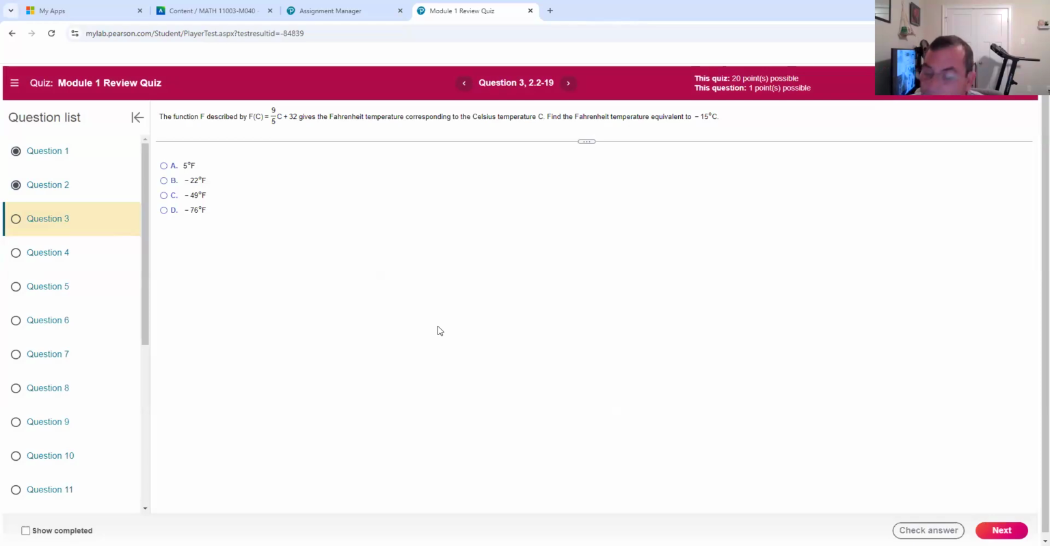All right, y'all, let me write this one down. So that's the formula for Fahrenheit if you know the Celsius temperature. F of C will equal 9/5 times C plus 32. They want me to find the Fahrenheit temperature that is equivalent to -15 degrees Celsius. So, y'all, that means we're going to put that -15 in for the C and see what we get, okay?